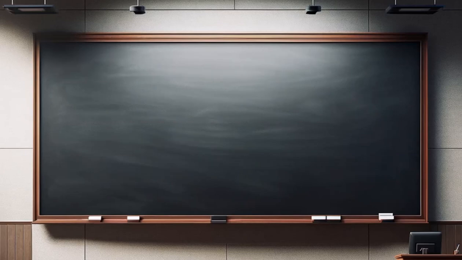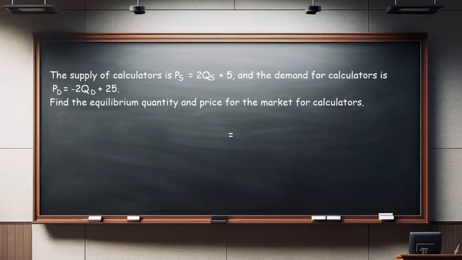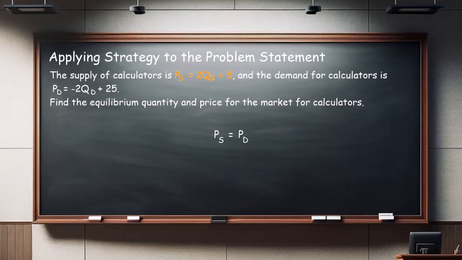Now, let's find the equilibrium quantity and price using the problem statement. First, write the equilibrium equation in terms of price. P subscript S equals P subscript D. Second, substitute the equation representing the supply for the good in terms of price. In the problem statement, the supply equation is 2 times Q subscript S plus 5. So, let's substitute it into the equation for P subscript S. The subscript on the quantity variable is dropped because it now represents the equilibrium quantity. The expression becomes 2 times Q plus 5 equals P subscript D.